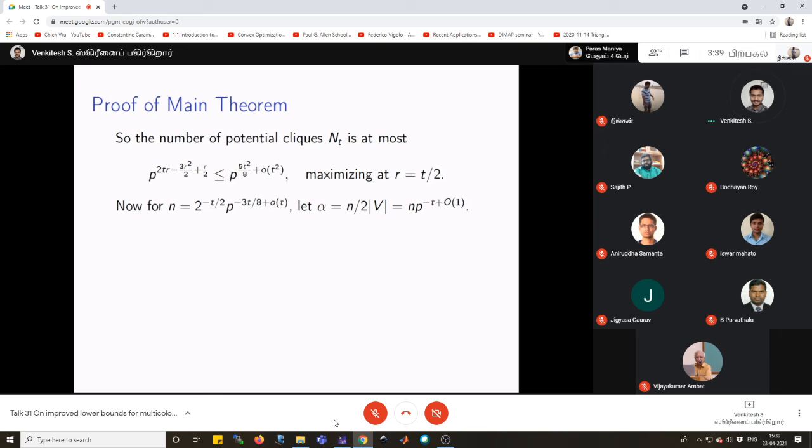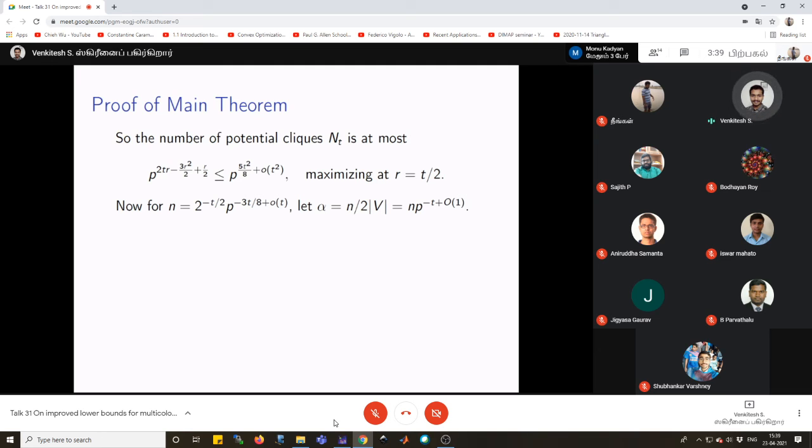So now comes the final step. The lower bound n that we are aiming for is 2 to the minus t by 2, t to the minus 3t by 8 is equal to t. And let me just fix a number alpha to be n by 2. This will be a number less than 1. In fact, it looks like n by t to the t plus a constant in the exponent. It's p to the minus t, so p to the t comes below, and there is a small constant term in the exponent remaining, which we don't really care about much.